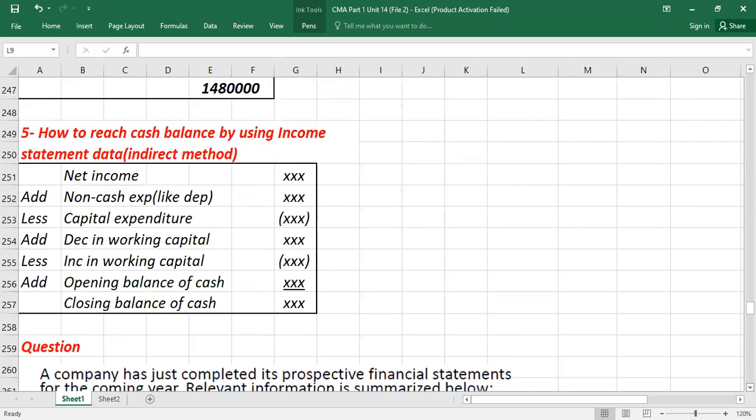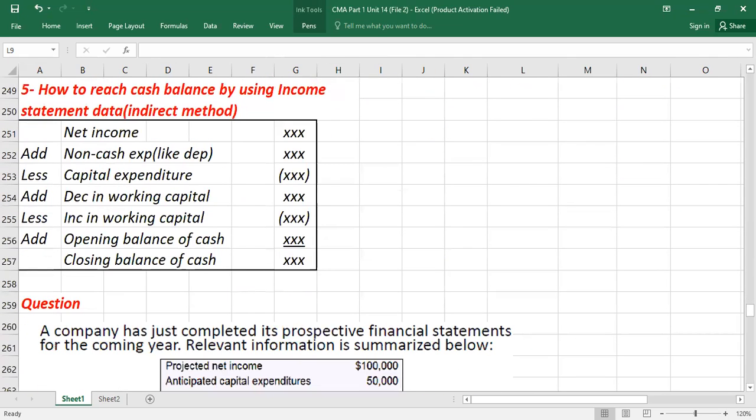Then guys, there is another way to solve questions relevant to the cash budget. Sometimes, I'm going to tell you now how to reach cash balance by using the income statement approach or income statement data. It's also called the indirect method.